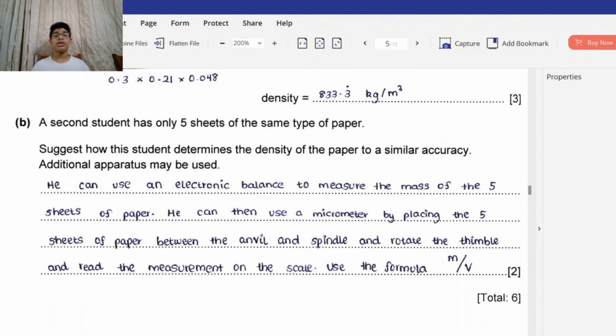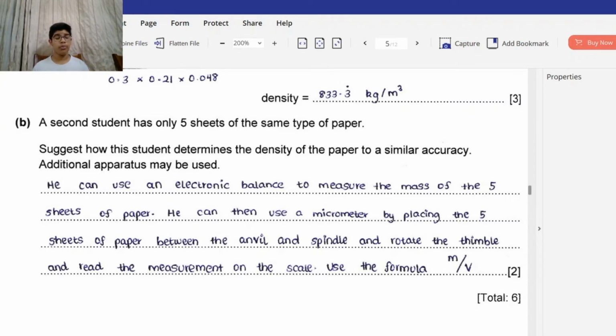Part B. A second student has only 5 sheets of the same type of paper. Suggest how this student determines the density of the paper to a similar accuracy. Additional apparatus may be used. So he can use an electronic balance to measure the mass of the paper. Because remember, the formula is mass over volume.